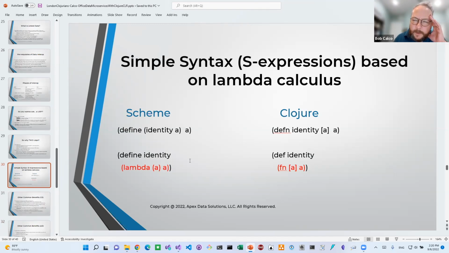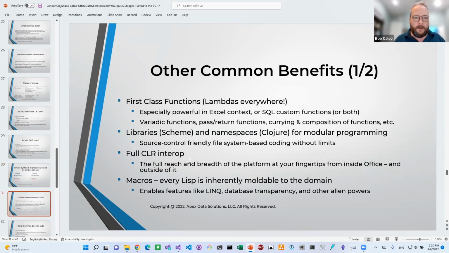I borrowed this one from one of my other slides, probably a bit primitive, but the idea here is that S-expressions are based on lambda calculus, and both Scheme and Clojure are lambdas all the way down. Take away a little bit of syntax sugar, and it's all lambdas. So first-class functions, very powerful in an Excel context and even SQL. The ability to have variadic functions, currying, composition, these are things you just can't do in VBA or any of these other built-in things for developing solutions in .NET or in Office.